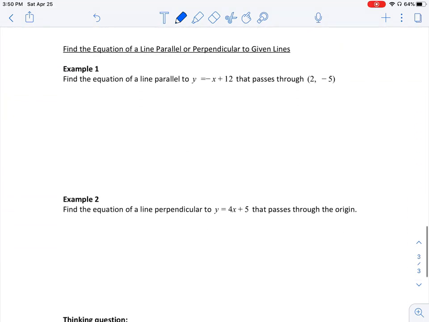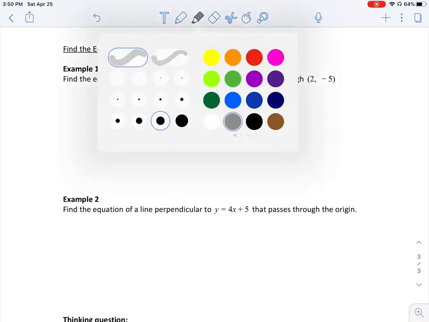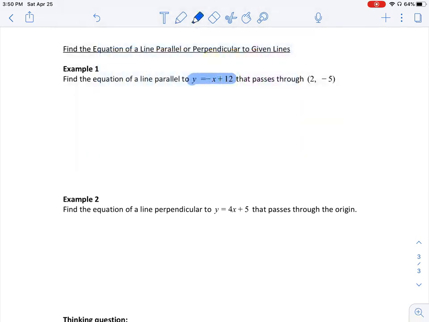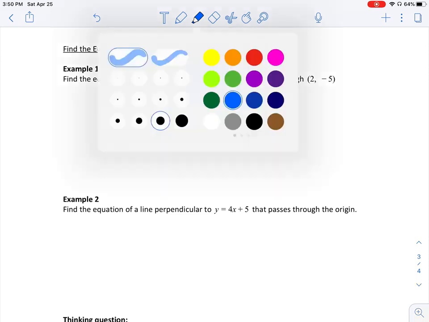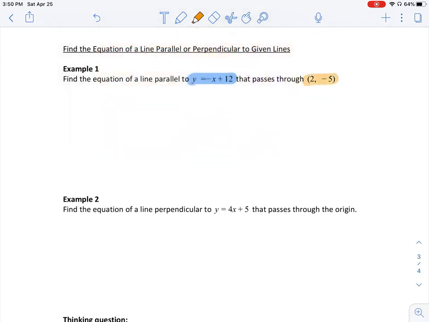Okay, we're now going to find the equation of a line parallel or perpendicular to given lines. Find the equation of a line parallel to this line here, y equals negative x plus 12, and that passes through the point 2 and negative 5. Parallel means the same slope, so the slope of this line is going to be negative 1.